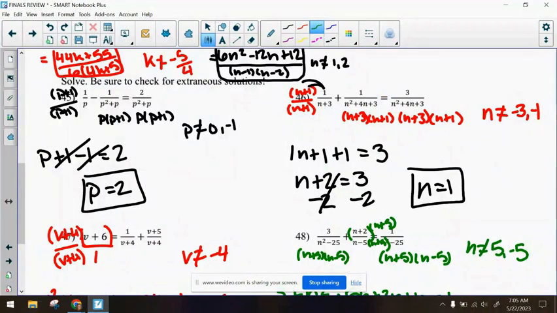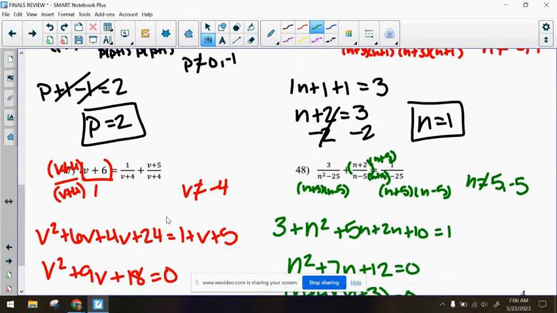So again, I had to factor. This one had a GCF, and then I multiplied the first fraction by p plus 1 over p plus 1. Again, I found my two restrictions, which were 0 and -1. If I found something that ended up being one of those restrictions, I would have to cross it off and call it extraneous.